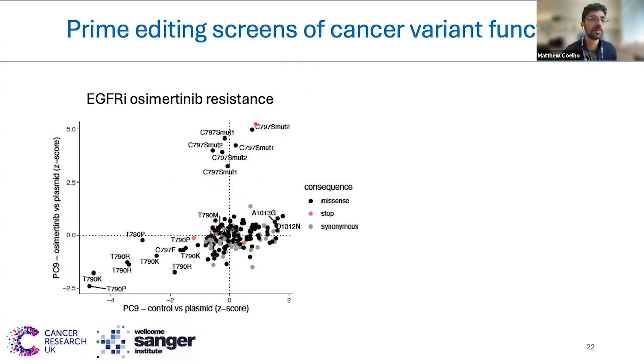We can't introduce this mutation with base editors, either the C to T or the A to G base editors, because it's a transition mutation. Sorry, it's a transversion mutation, not a transition mutation. So the transition mutations can only be introduced with base editors. And so to get that mutation, we have to go to prime. And that's what we've introduced here. So we followed up on the base editing screen with prime, and we could introduce this mutation. And sure enough, it's incredibly resistant to osimertinib. And we also find other depleting variants as well.